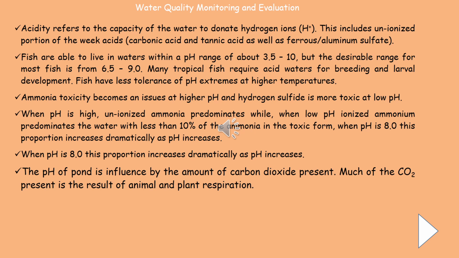Many tropical fish require acid waters for breeding and larval development. Fish have less tolerance of pH extremes, especially catfish, at higher temperatures. When temperature is high and the pH is below 3 or above 10, it becomes much more of a problem to fish.